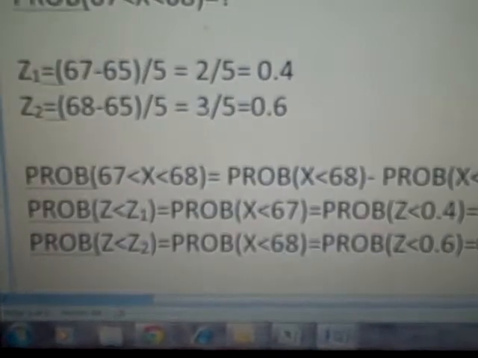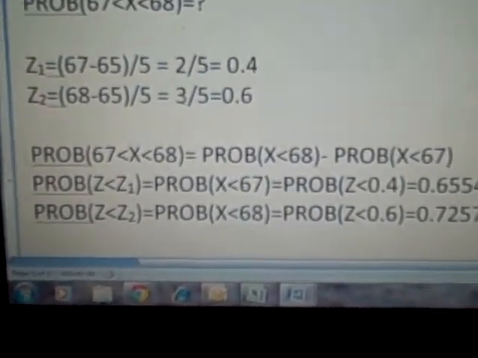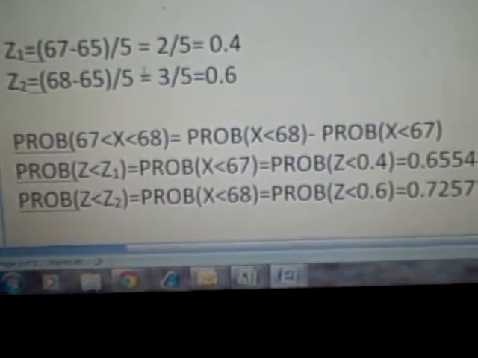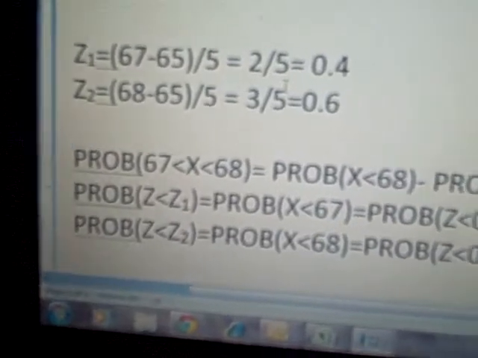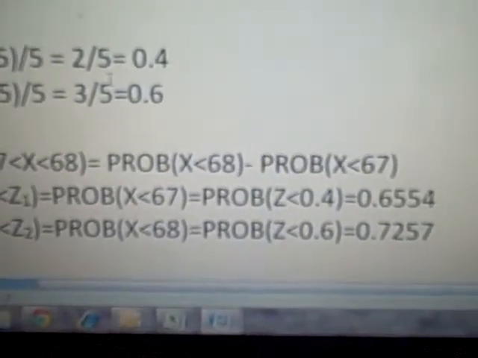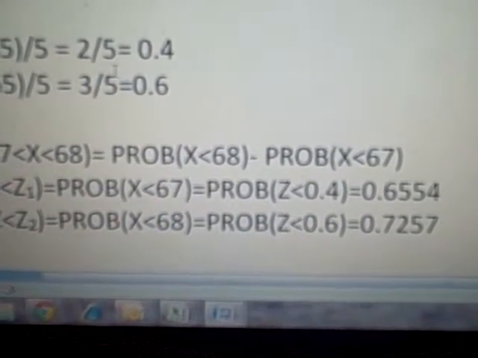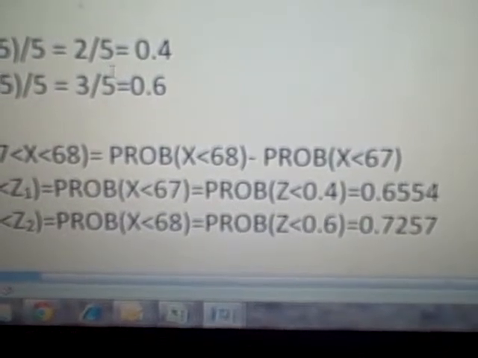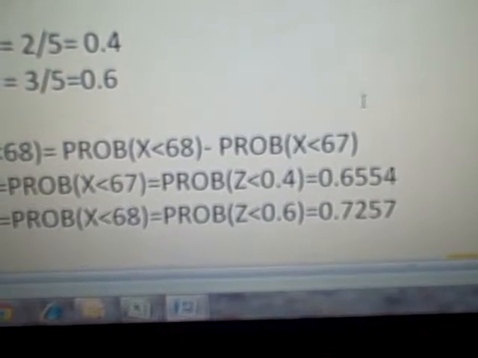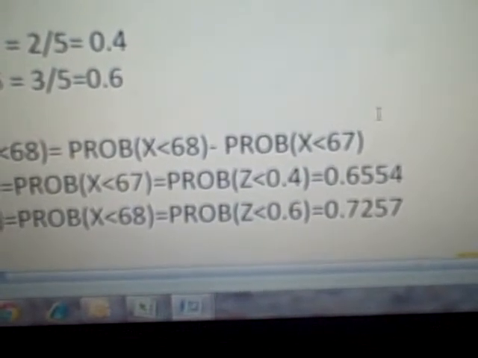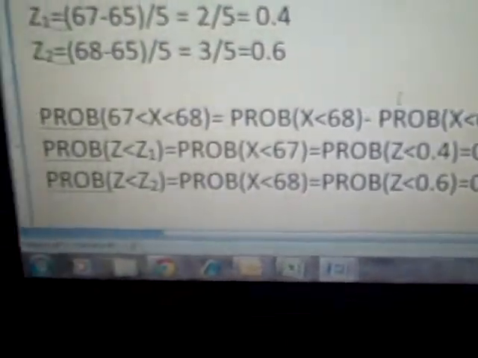And we want to find the area between 67 and 68. The way we're going to do that is we're going to calculate the area less than 68, the probability that someone is shorter than 68 inches. And from that, we're going to subtract the area, the probability that someone is less than 67 inches, and that's going to leave us with whatever is in the middle.